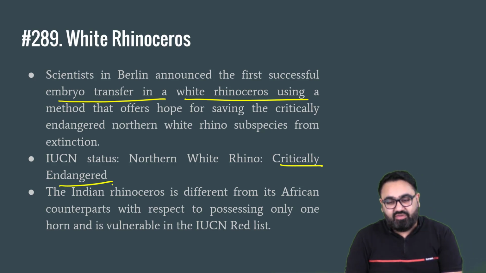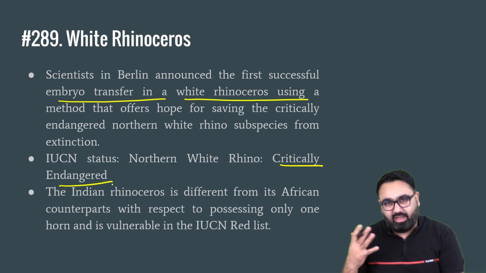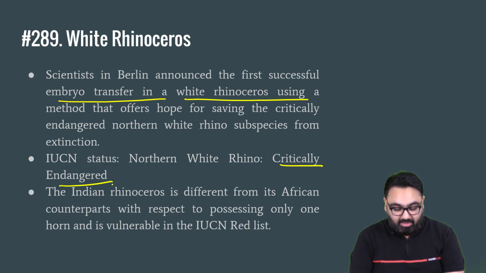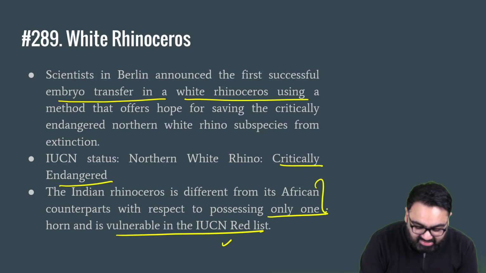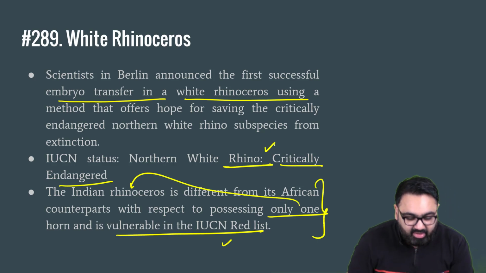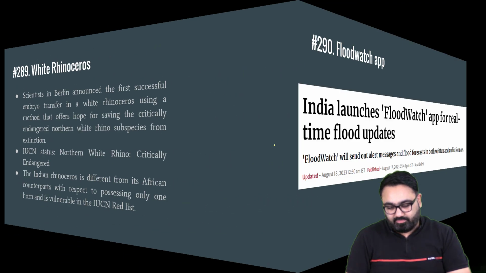The Indian rhinoceros is different from the white rhinoceros. Indian rhinoceros are still in larger numbers. White rhinoceros are in much lesser numbers. The Indian rhinoceros possesses only one horn and is vulnerable in the IUCN category. This is the Indian rhinoceros that we are talking about. The white rhinoceros is different, and the reason it is in the news is because a successful embryo transfer was done. So we might be able to increase their population.